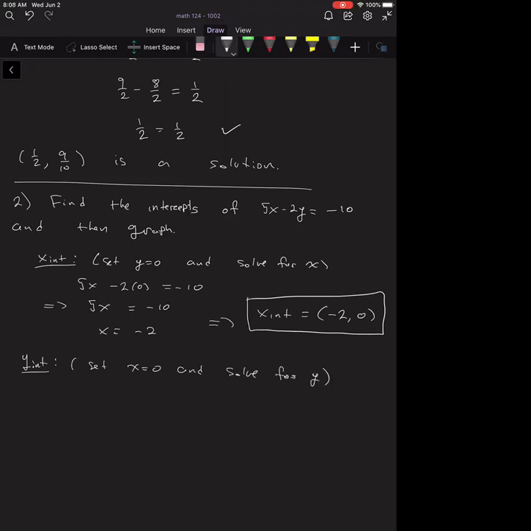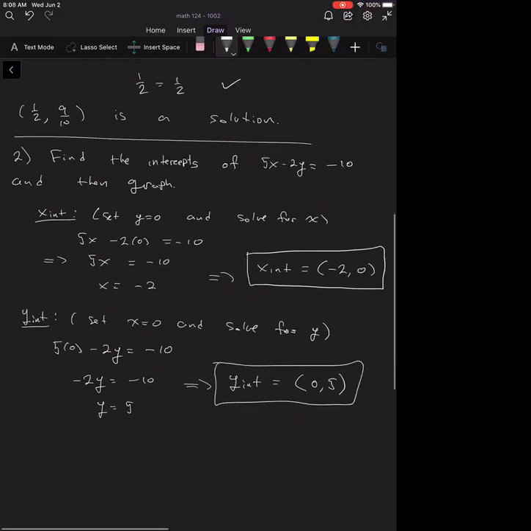Okay, let's do that. So set x equal to 0. So we're going to get 5 times 0 minus 2y is equal to minus 10. So 5 times 0, that just goes away. So minus 2 times y is equal to minus 10. Divide by the minus 2, and we get y is equal to 5. So what we have is that our y-intercept is going to be the point. We plugged in 0 for x, and we get 5 for y.